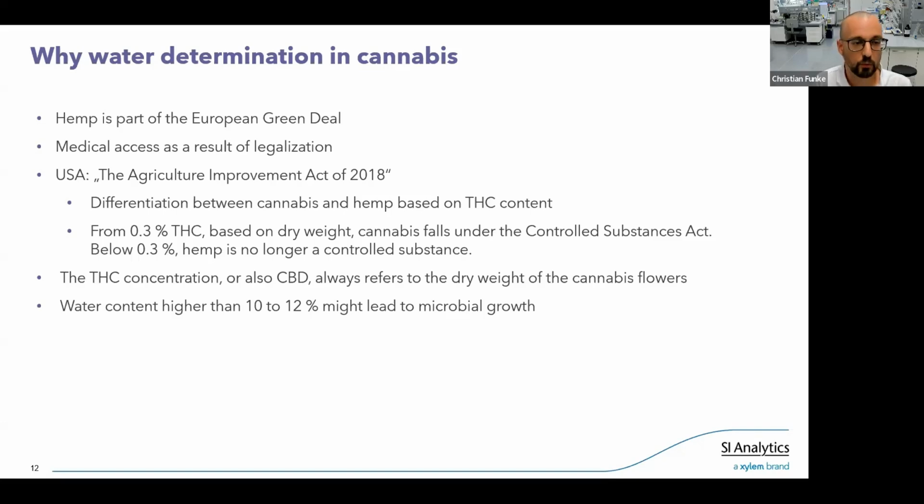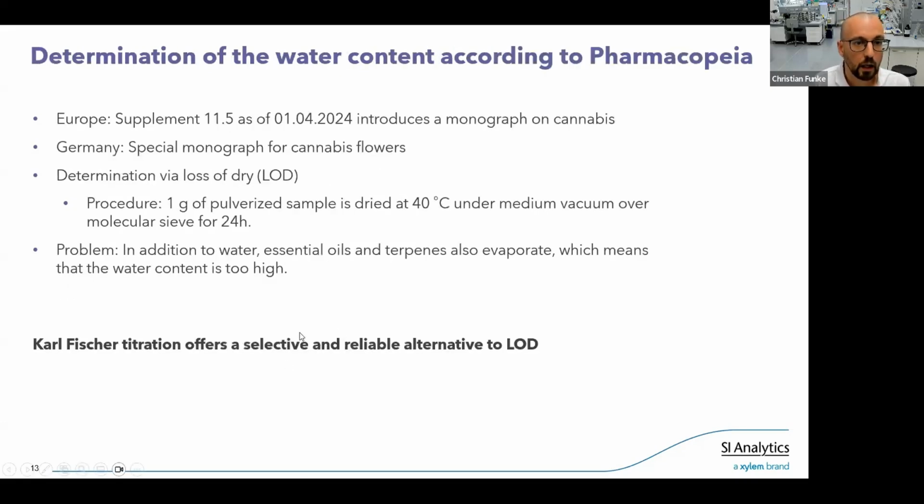In addition to this, the water content is also important for the storage of the cannabis. A water content of 10 to 12% might lead to microbial growth, and therefore also here it's important to know the water content.